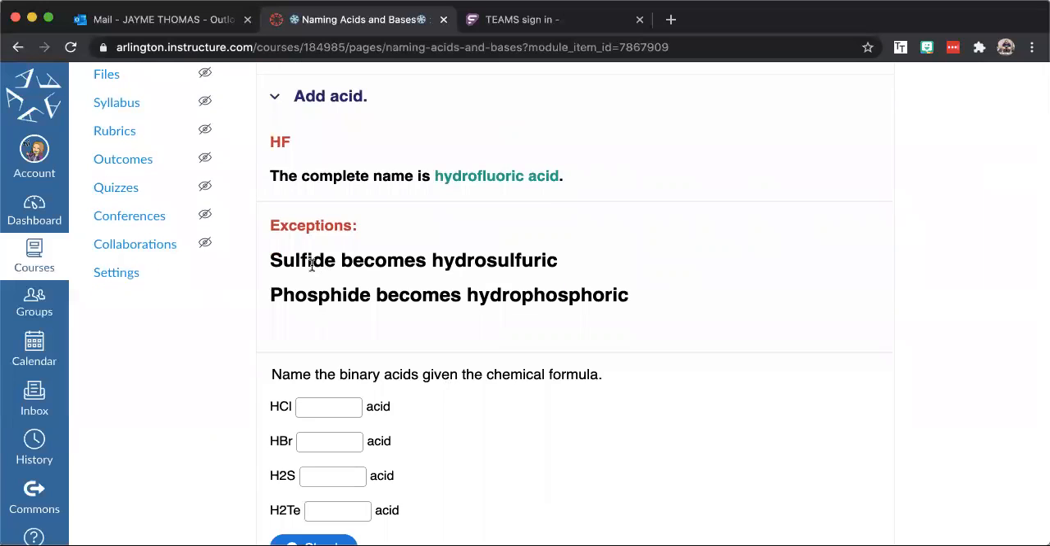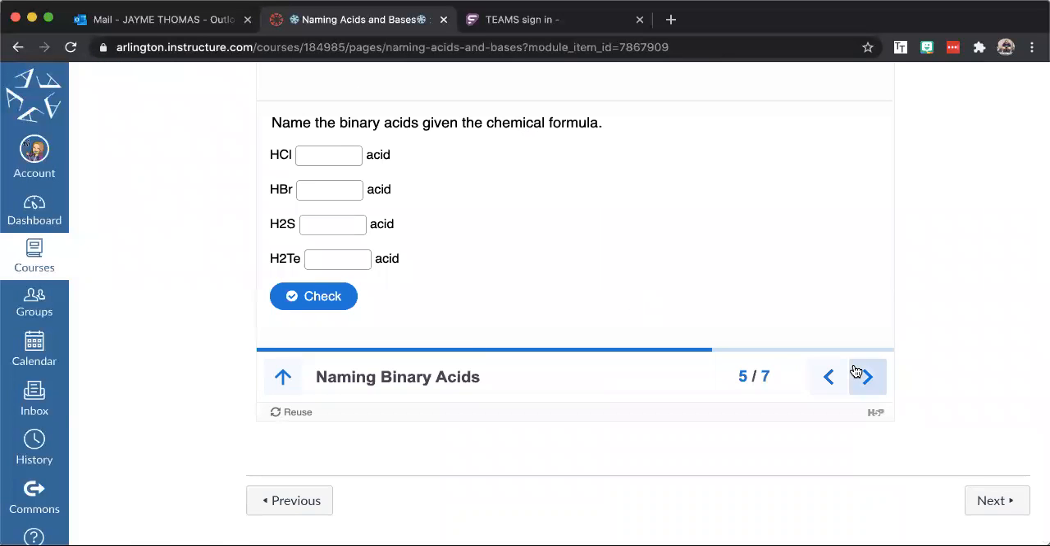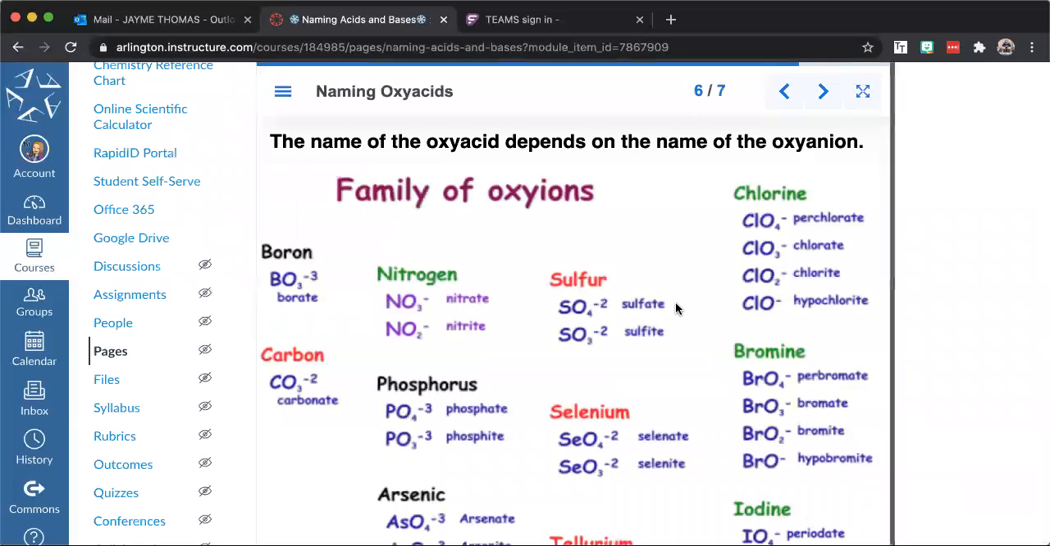A couple of things to remember: if you have sulfide or phosphide, anytime you have acids with sulfur or phosphorus, the names are a little tricky. They gain back some letters from the element name. So for sulfide, the IDE drops off, but it gains back this UR from sulfur before you add on the IC. Same thing for phosphide, the IDE drops off, but it gains back the OR from the original element name before you add the IC on. So you have some there that you can practice with. I'm going to go ahead and go on so we can get finished before we have to go to lunch.